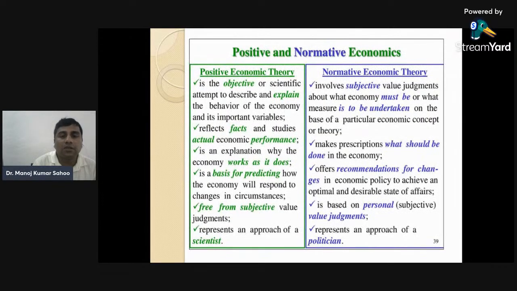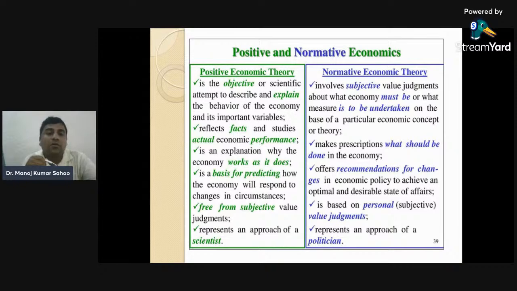Moving further, these are the different points. What is positive and normative economics? The objective of positive economics is to explain the behavior of the economy and its important variables. Whereas normative economics involves subjective value judgments about what the economy must be or what measures are to be undertaken on the basis of a particular economic concept or theory. So positive economics takes an objective, scientific approach, whereas normative economics is subjective value judgments.